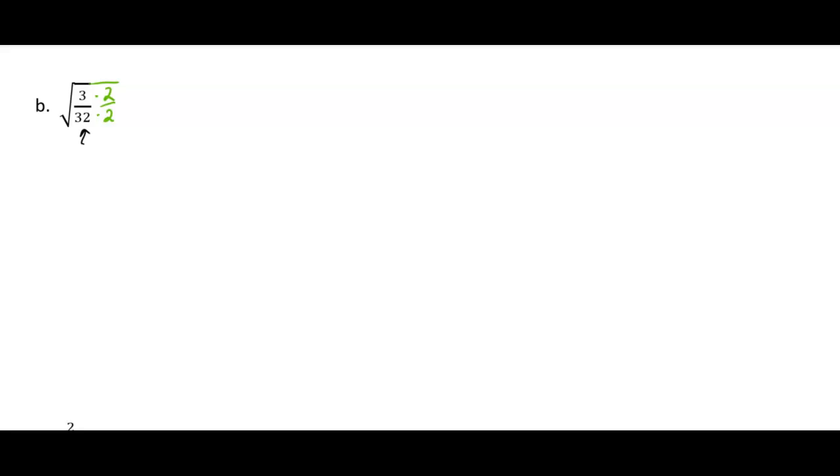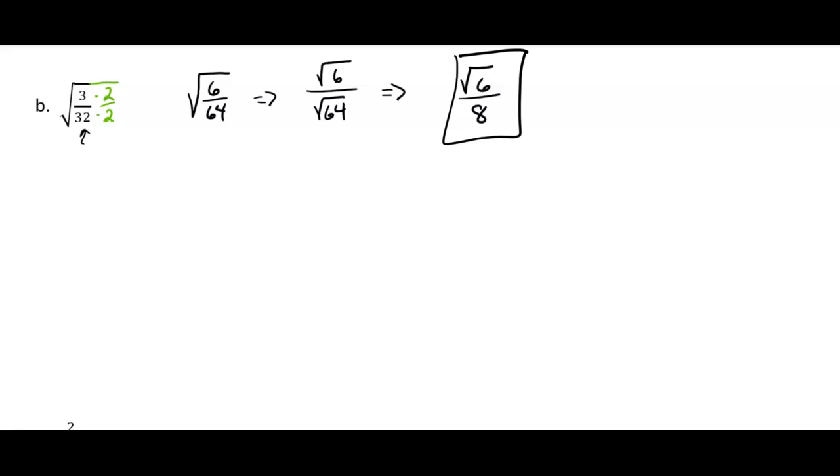Okay, so then that gives me the square root of 6 over 64. Now if I split them up, square root of 6 over the square root of 64, the denominator, I can take the square root of that. And so I get the square root of 6 over 8. There's nothing I can do to simplify that because the 6 is under the square root, but the 8 is not. So this one's done. So kind of a different twist on that one a little bit.